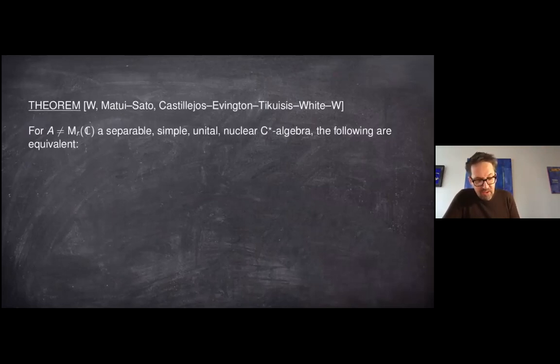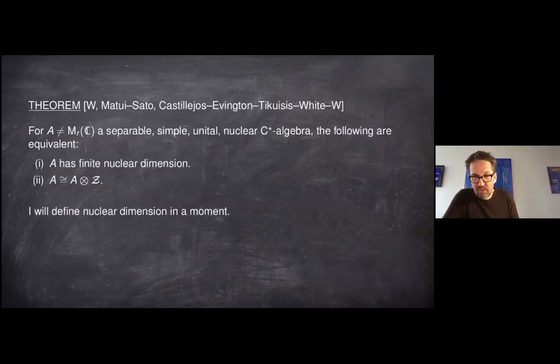Suppose you have, again, a C-star algebra which is separable, simple, unital, and nuclear. And we want it not to be matrices, so it's supposed to be infinite dimensional. Then the following two statements are equivalent. First, A has finite nuclear dimension, and second, A absorbs the Jiang-Su algebra Z tensorially, A is Z-stable. I will define nuclear dimension precisely in a moment.